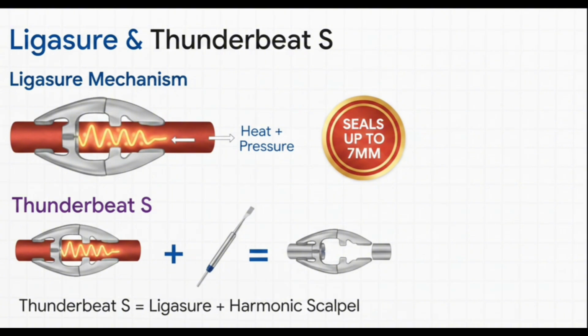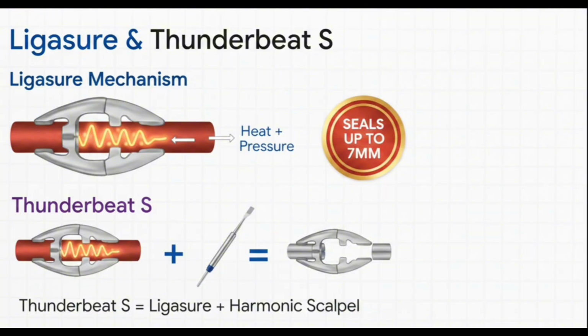It actually melts the body's own native collagen and elastin right in the vessel walls to permanently seal and then divide them. It even has a smart computer feedback mechanism that monitors the tissue and automatically stops the energy delivery when the seal is perfectly complete. And here is a highly repeated exam pearl for you. LigaSure can safely seal vessels up to 7 millimeters in diameter. Note that down, 7 millimeters.